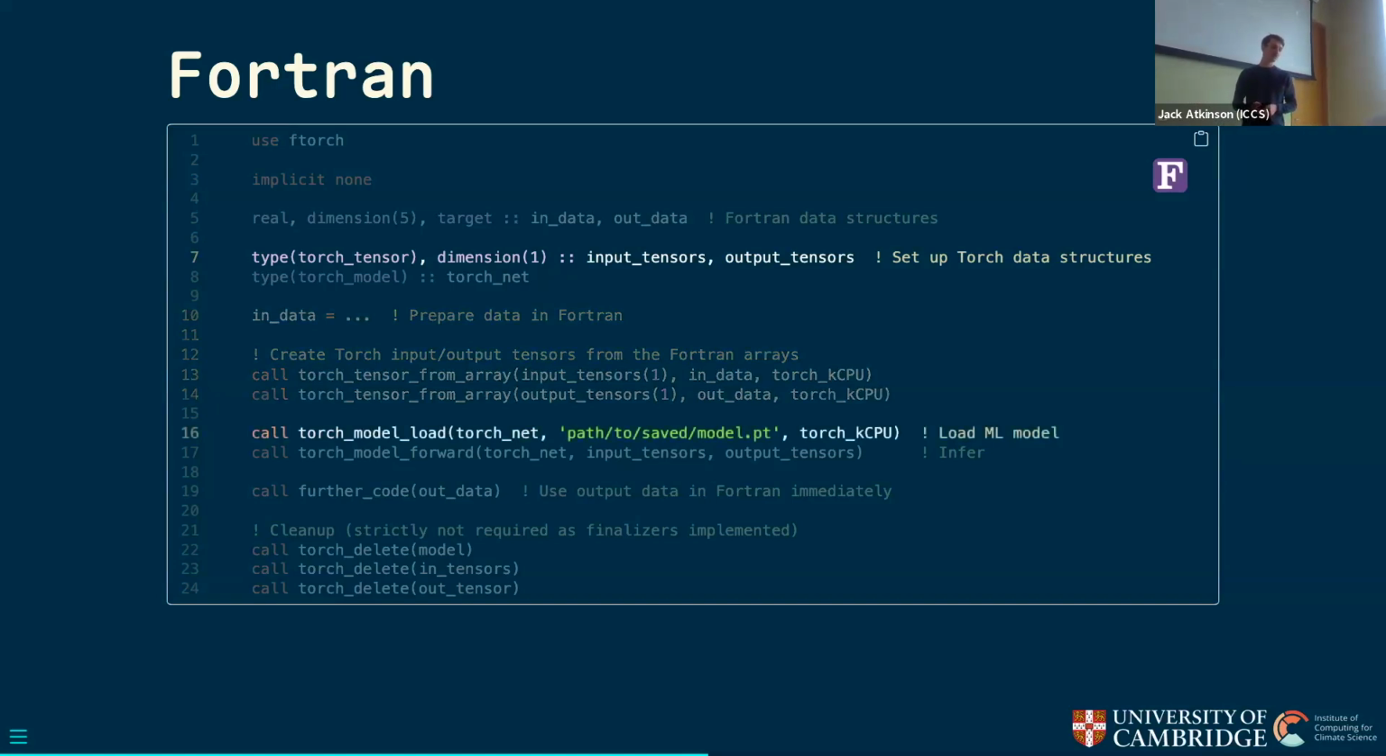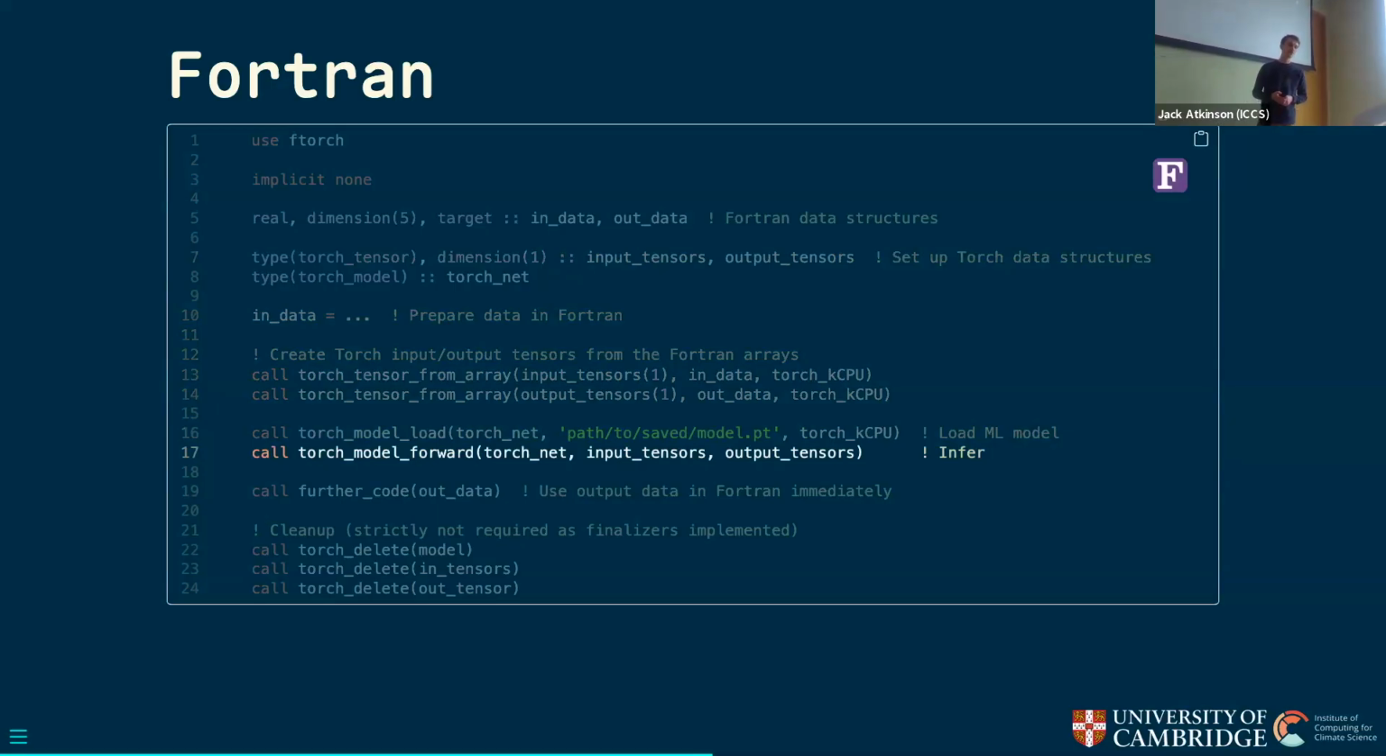And then once you've done that, you can load a model also on the CPU, and then call torch model forward. So what this will do is it will run inference on the input tensors, and it will update the output tensors. And because the output tensor has been updated, the Fortran output array has also been updated. And you can do whatever you want to do with that in the next line, on line 90, the next one.